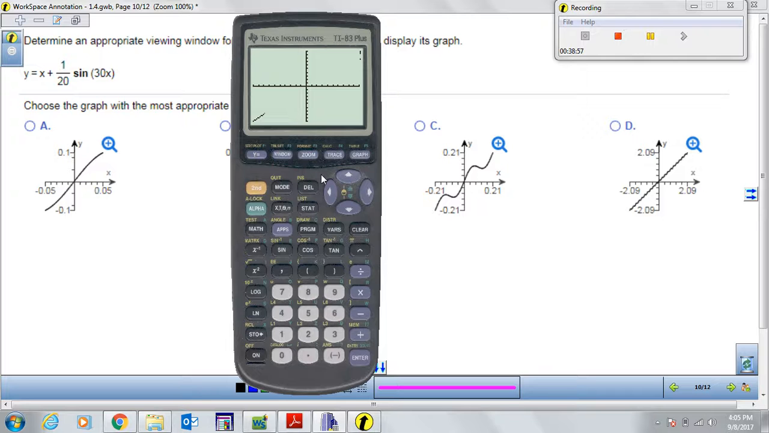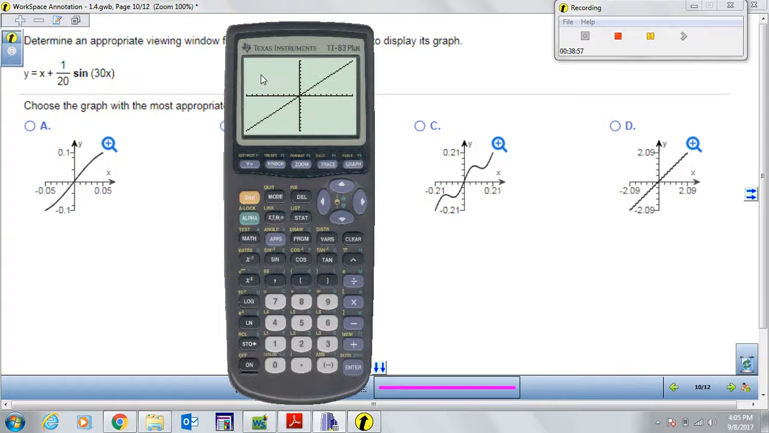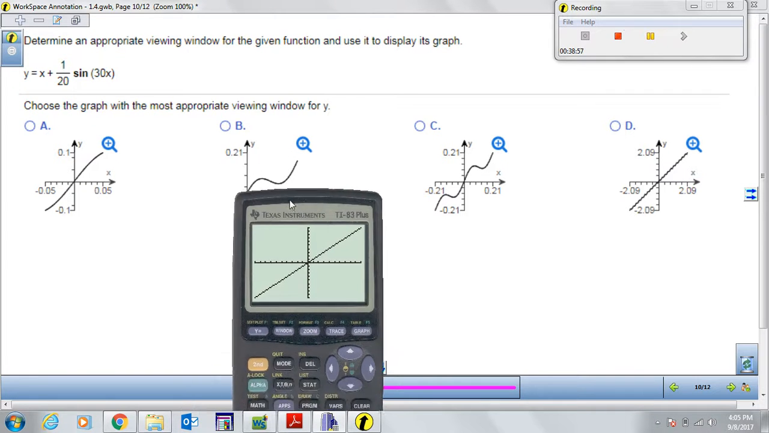It looks like, you may say, this is a line. Is it going to be a line? Yet, it has a piece of this, maybe x, yeah, it's a linear equation. But this second function, 1 over 20 sine of 30x, is a trigonometric function, so it cannot be a line.